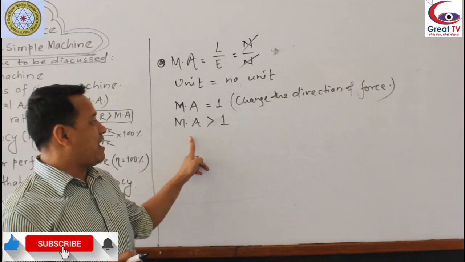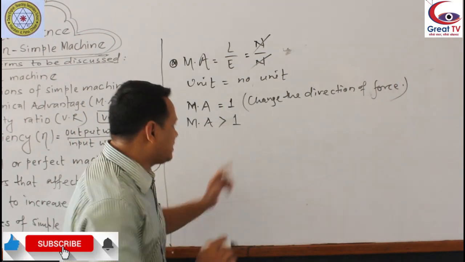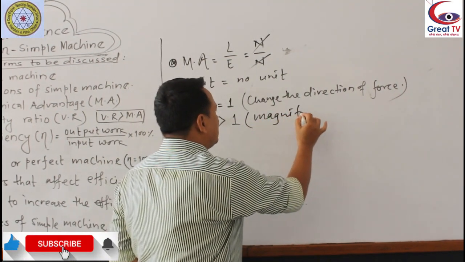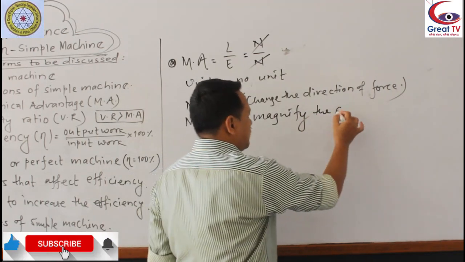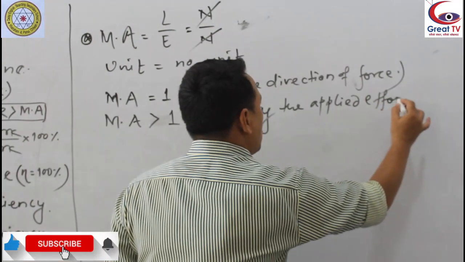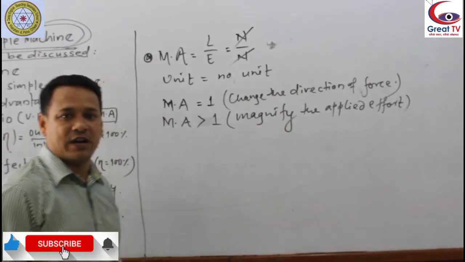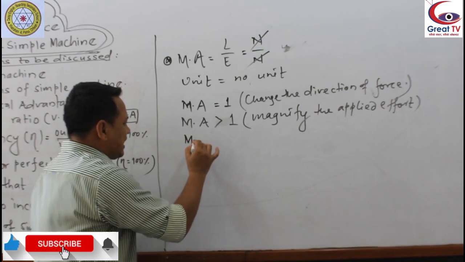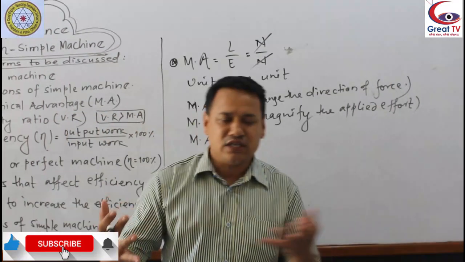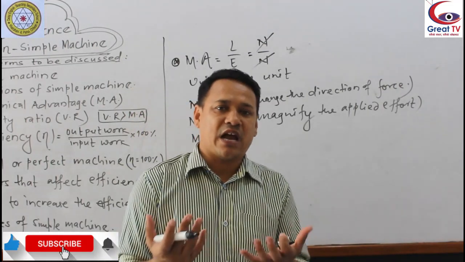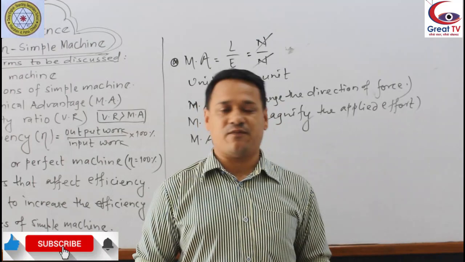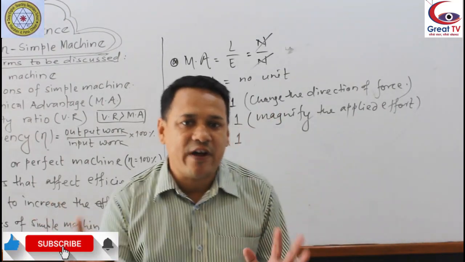If mechanical advantage is more than 1, then it means the machine can magnify the applied effort. If mechanical advantage is less than 1 while calculating, it means it cannot magnify the applied effort.